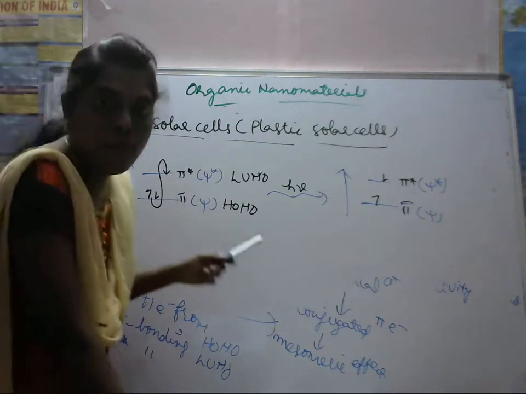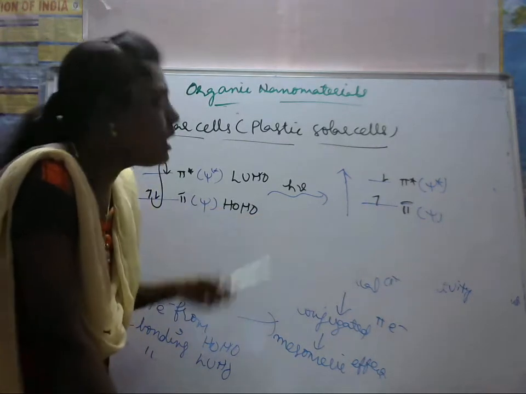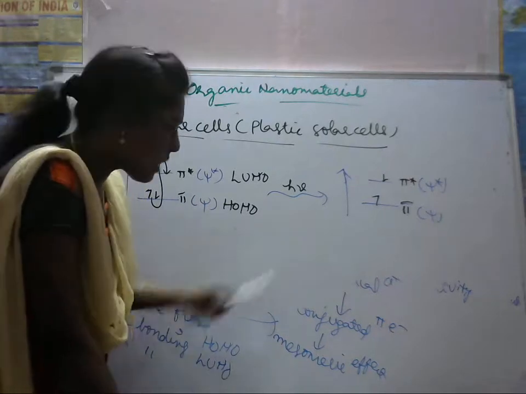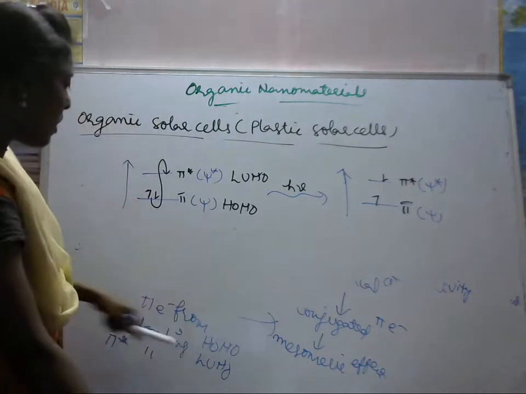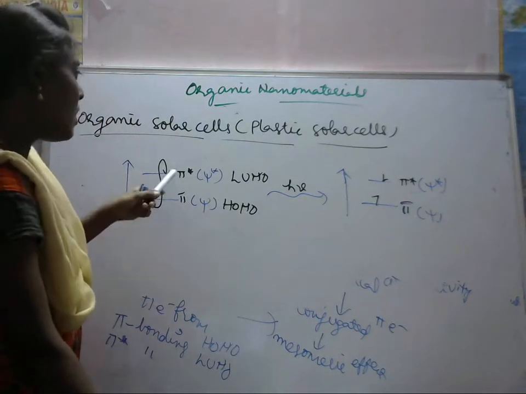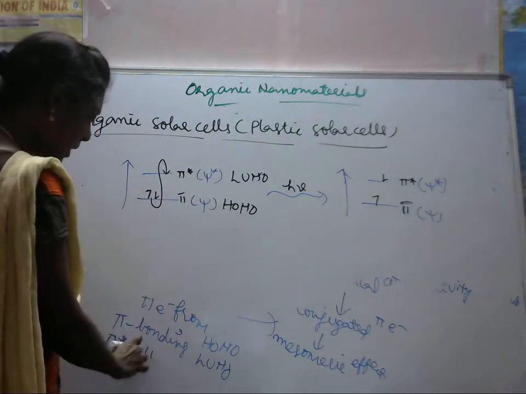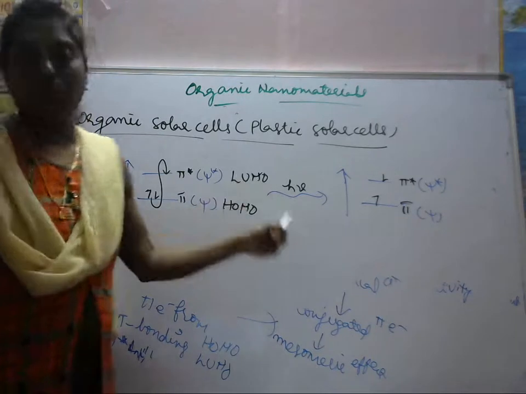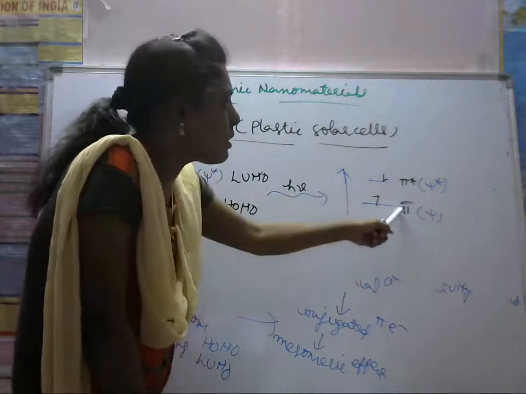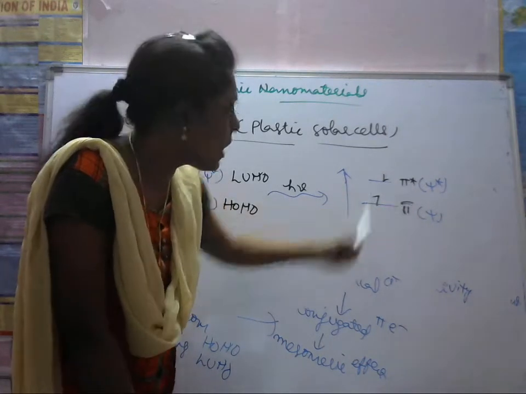If it gets excited into the LUMO, how does the conductivity come? By transfer of electrons from the pi bonding HOMO to the pi star anti-bonding LUMO. After the transfer, the pi orbital will have one electron and the pi star orbital will have one electron.